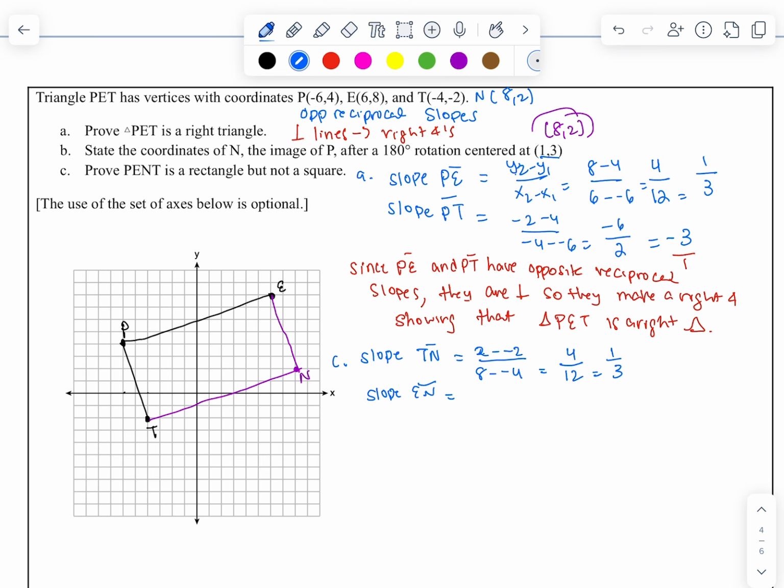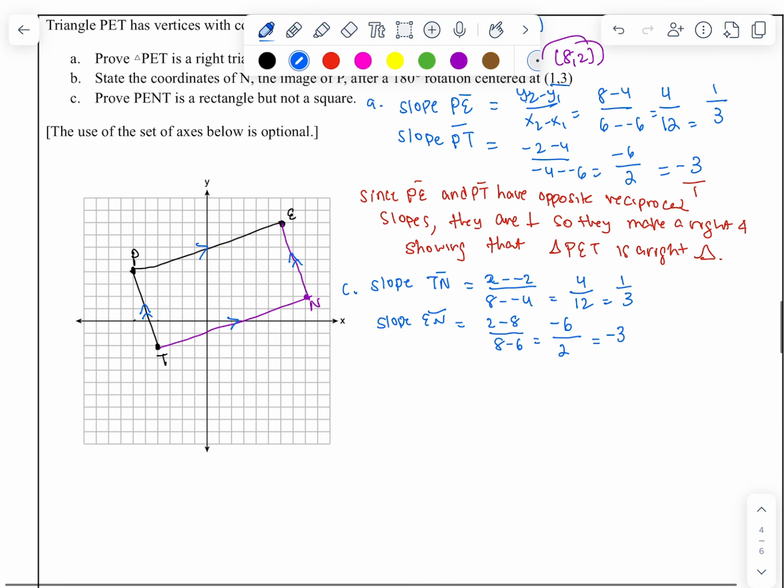And when I find the slope of EN, I should expect it to be negative 3, but I do have to show the work. 2 minus 8 over 8 minus 6. And that's negative 6 over 2, which is negative 3. And now the slope of PE and the slope of TN are the same. And the slope of PT and the slope of EN are the same. So I just need to put a concluding statement explaining how I know this is a parallelogram.